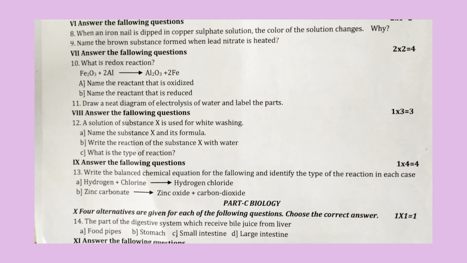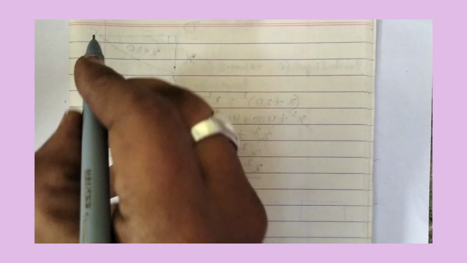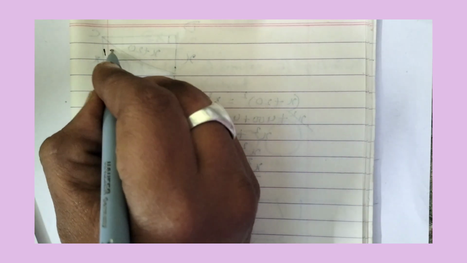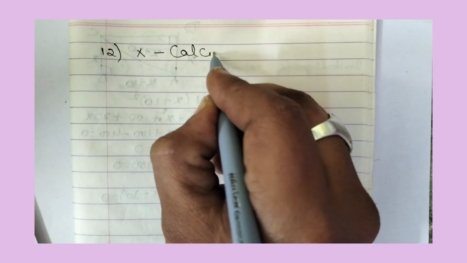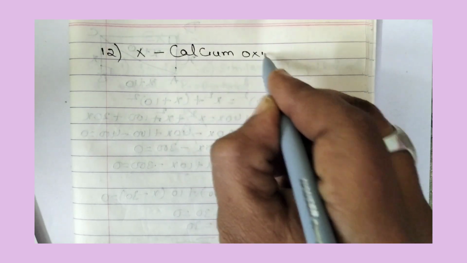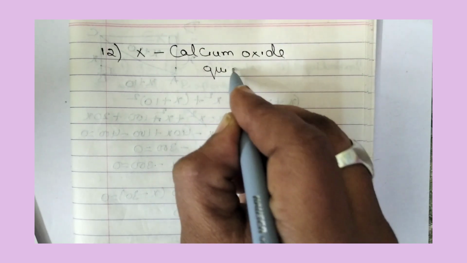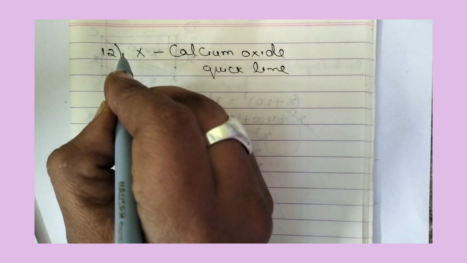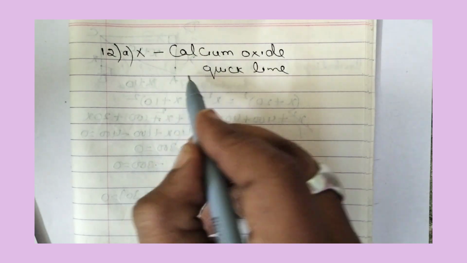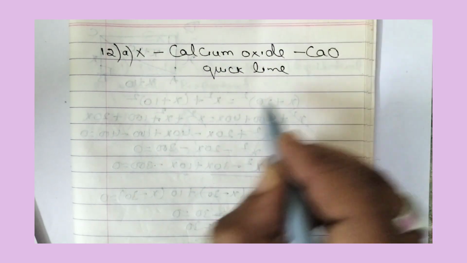So let us answer question number 12 now. A solution of substance X is used for whitewashing. Name the substance X and its formula. The substance X is calcium oxide, which is called quicklime. That is for the first question: calcium oxide, and its formula is CaO.